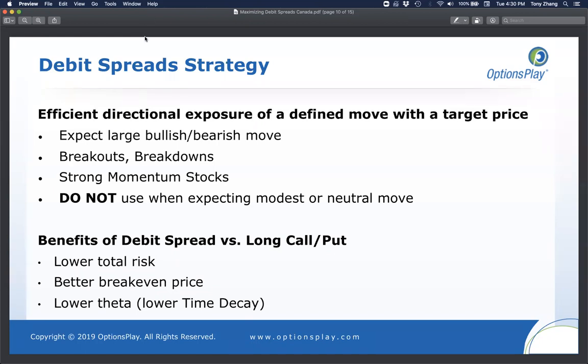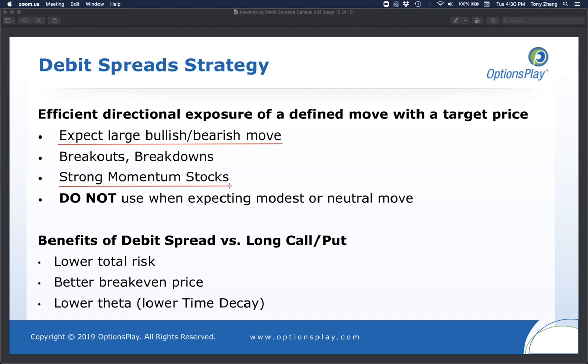And this is a strategy that's suitable when you expect a large bullish or bearish move in a stock or ETF. Typically, I think a good use case for debit spreads is when you've identified a breakout or a breakdown, so you're expecting a relatively large move over a relatively short amount of time. Many times it's very useful for strong momentum stocks that are moving a lot.